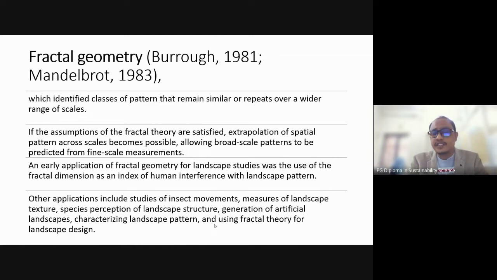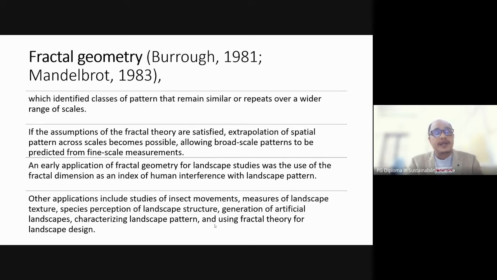Then fractal geometry. In the case of fractal geometry, this is also a natural principle. This is a class of pattern that remains similar or repeats over a wide range of scales. When we look at different scales, you will find that the assumptions of fractal theory are satisfied. If these assumptions are satisfied, extrapolation of spatial pattern across scales becomes possible, allowing broad-scale patterns to be predicted from fine-scale measurements.